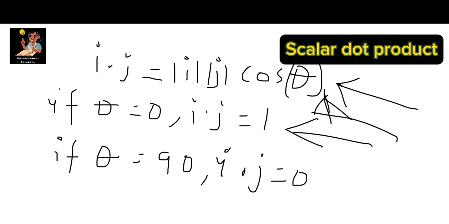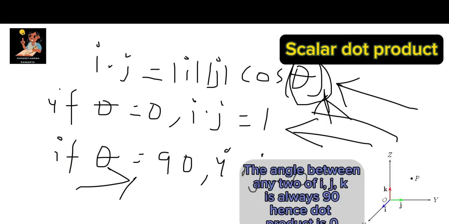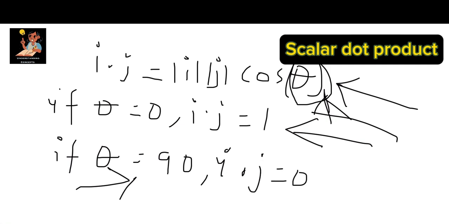But if the angle between i and j is 90, then we are going to have cosine of 90 over here. And we all know that the cosine of 90 is 0. Therefore, the dot product of any two different vectors from the i, j, and k space is 0. But when the vector dot itself, we are going to have 1 in a particular instance because we said i, j, and k are all equal to 1.